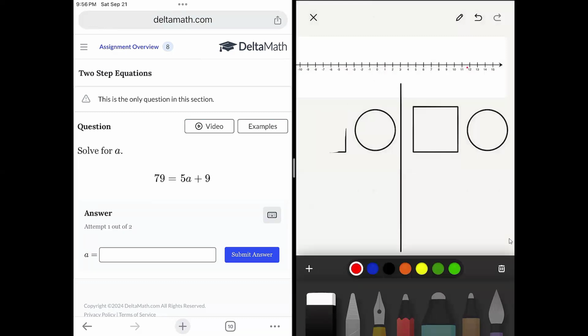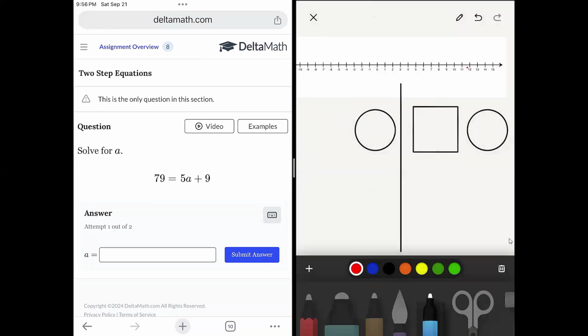All right, so now I'm going to do the same thing I did before. The 79 goes in the circle. The 5a goes in the box, and the +9 goes in the circle. Now notice I always put the sign inside the circle or the box, just because when I move it across the line, I know what to switch it from. Okay, so now I'm going to take this circle, just like in the previous example, and move it across the line, and it's going to become a -9. So 79 minus 9 is going to be 70.